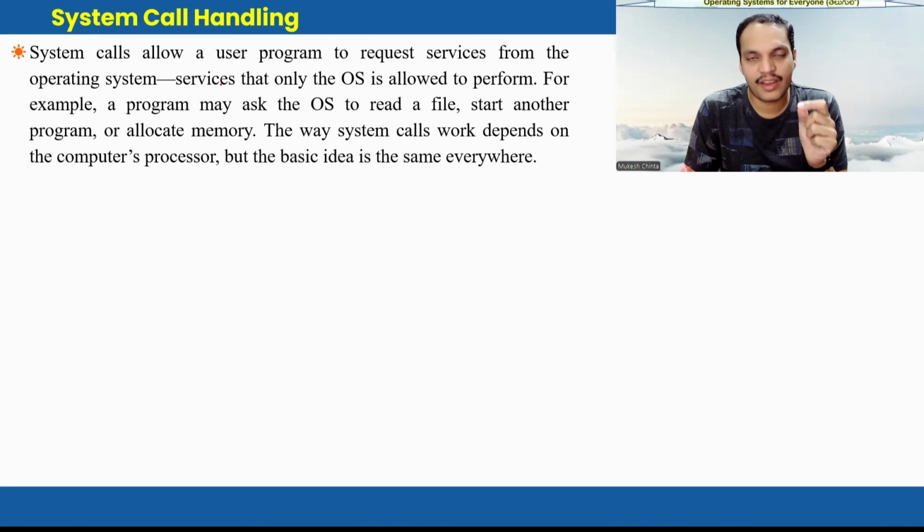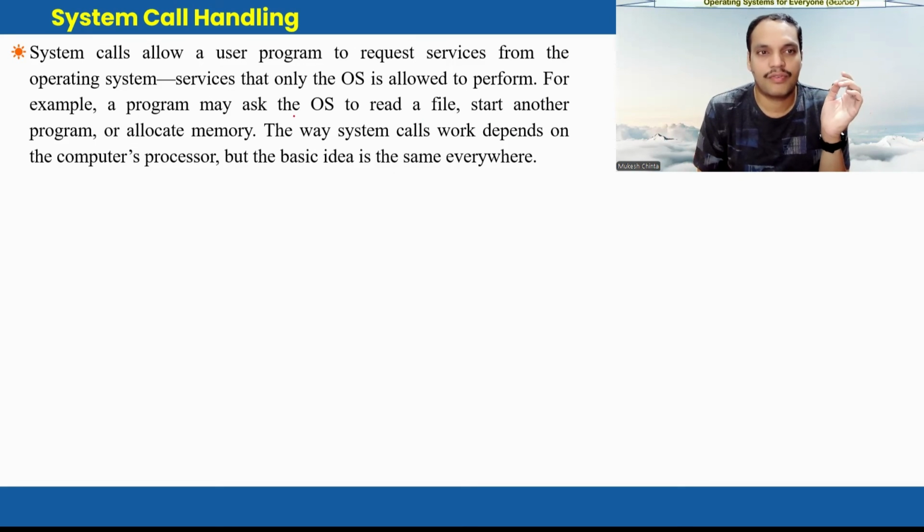So the way through which a process interacts with the OS regarding requests for services is called a system call. That's all. So for example, a program may ask the OS to read a file, start another program, or even allocate memory. The way system calls work depends on the computer's processor, but the basic idea is the same.